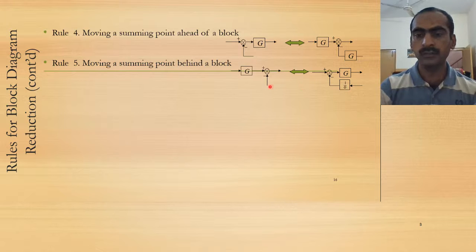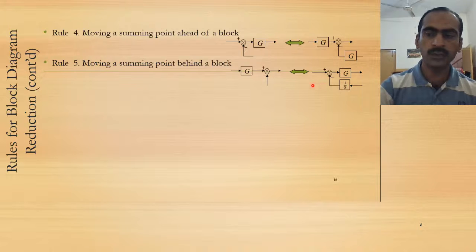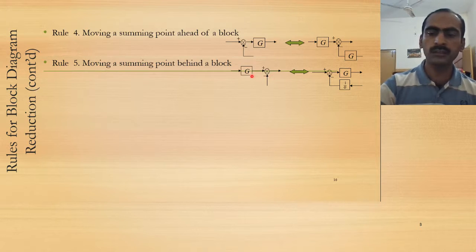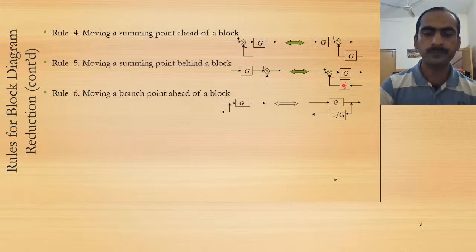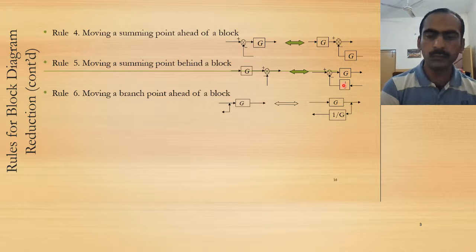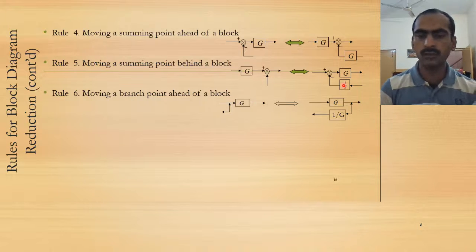the incoming signal should be multiplied with the block 1 over G, so that we can substitute these 3 points with an alternate block diagram. Then moving a branch point ahead of a block.